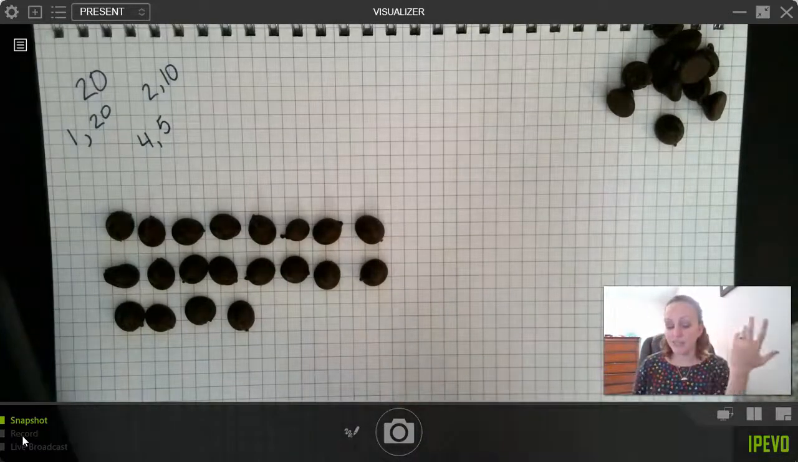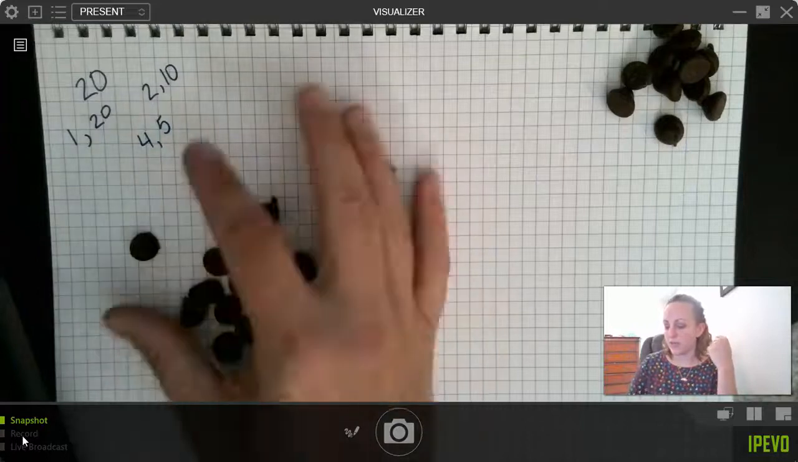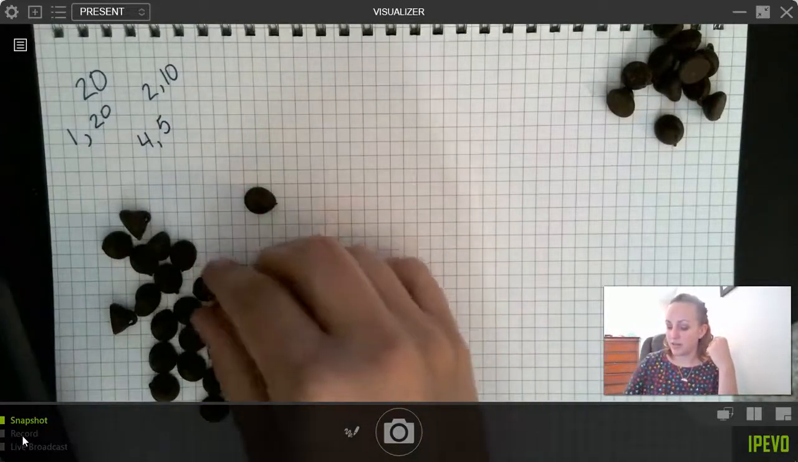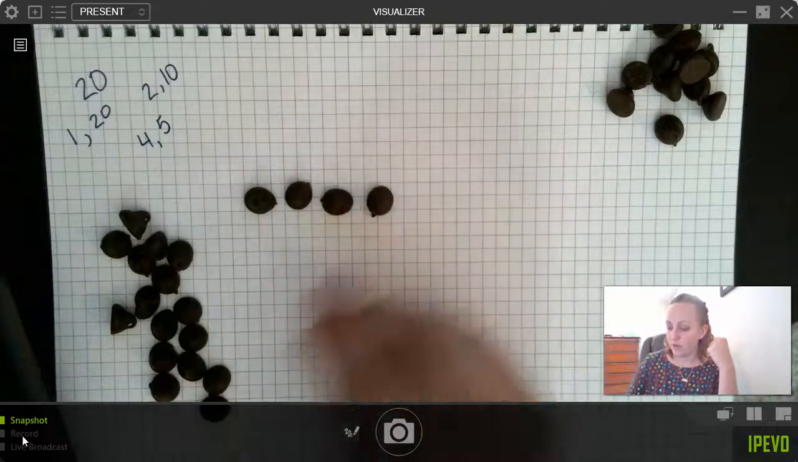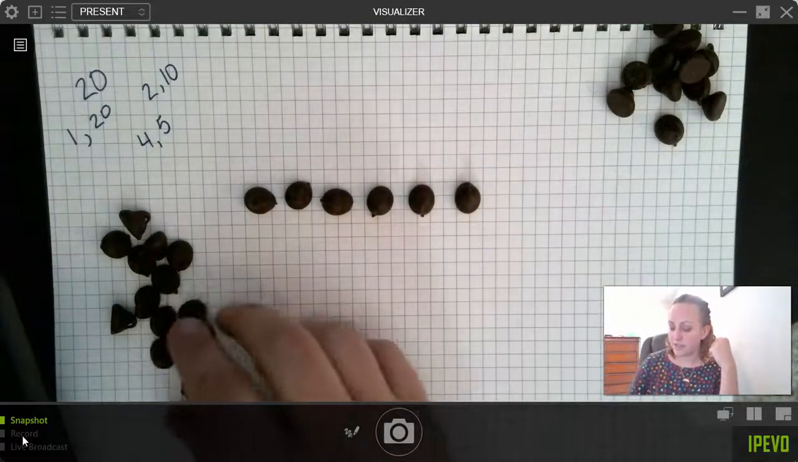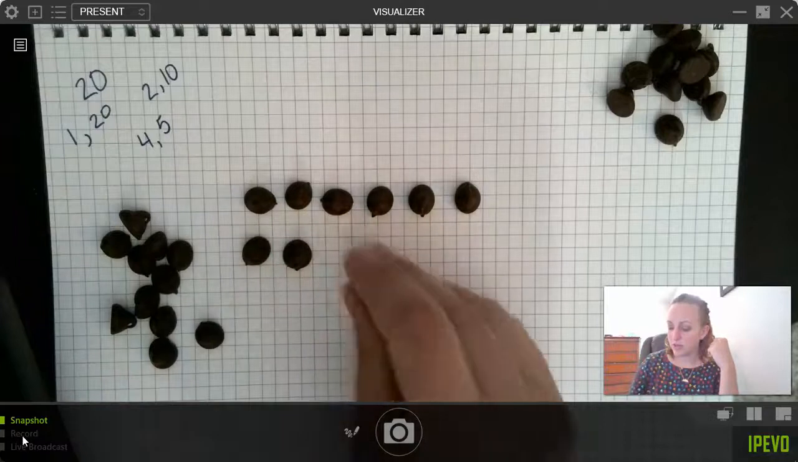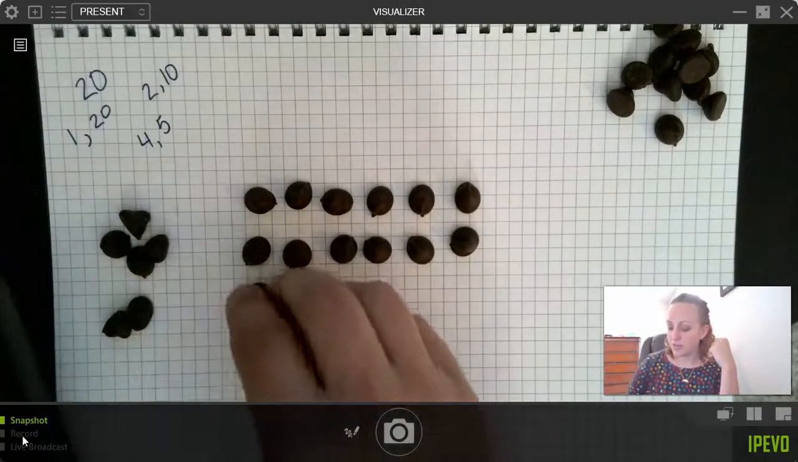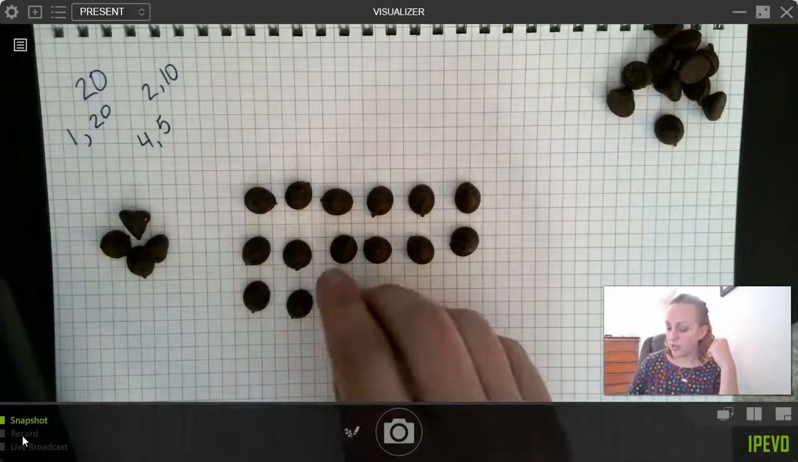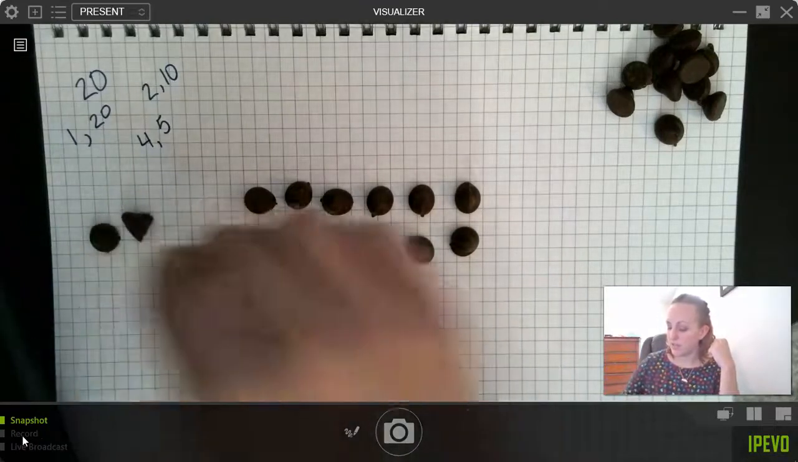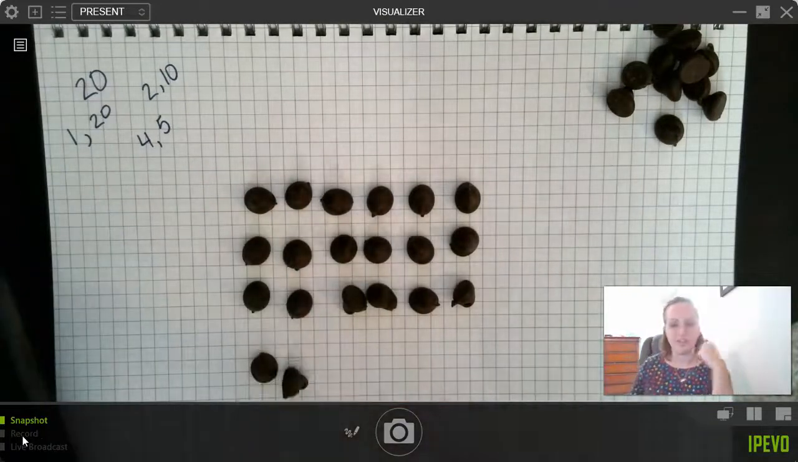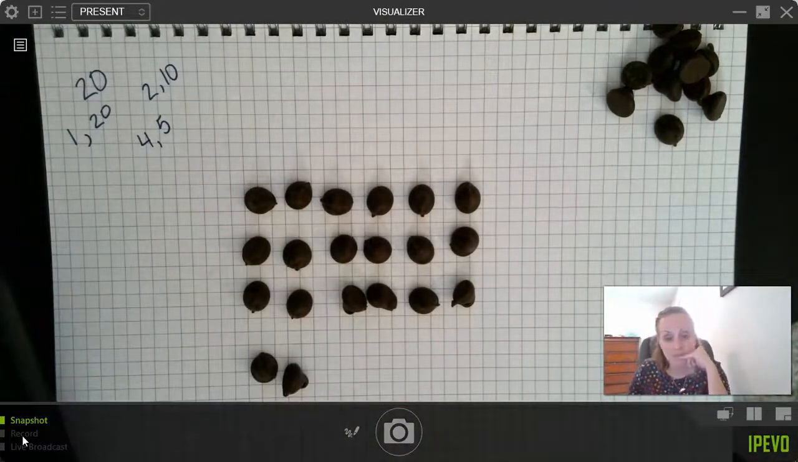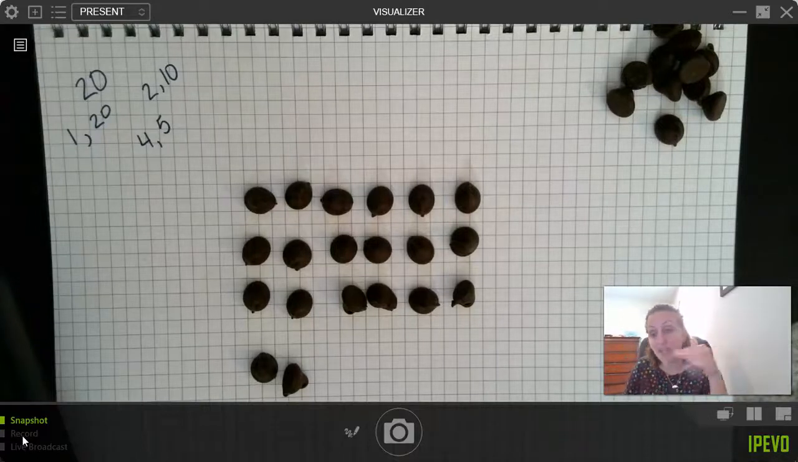If I wanted to see if 6 was a factor of 20, all right? So I'm going to take my chocolate chips and go 1, 2, 3, 4, 5, 6. 1, 2, 3, 4, 5, 6. 1, 2, 3, 4, that one's sideways, that's okay, 5, 6. Oh, I only have 2 left. So is 6 a factor of 20? It's not, right? Because I can't make equal rows of 6 with only 20 pieces of candy.